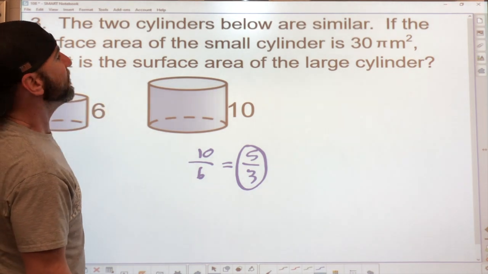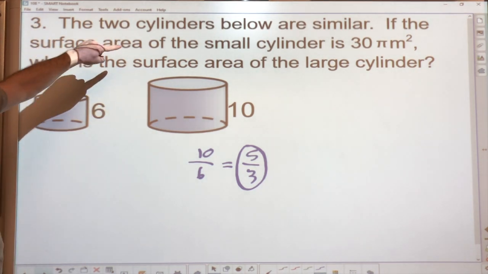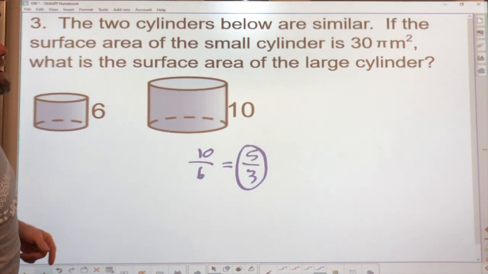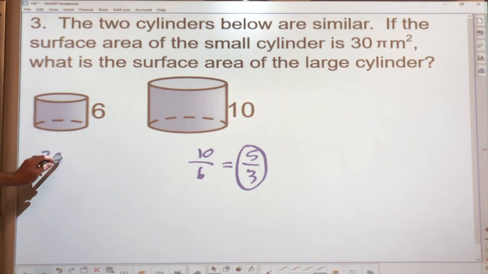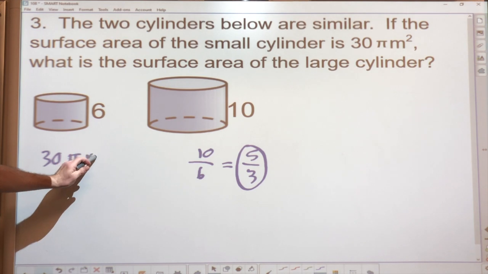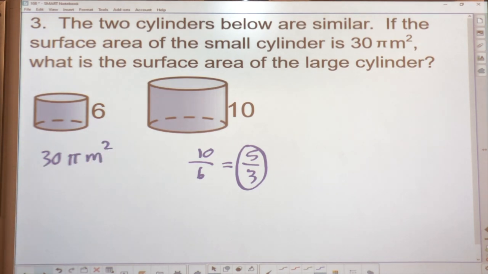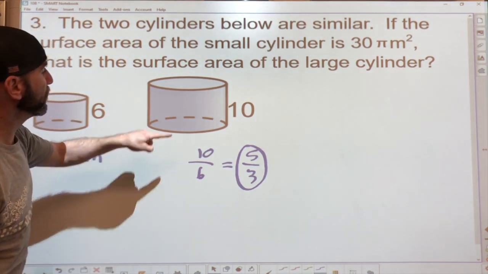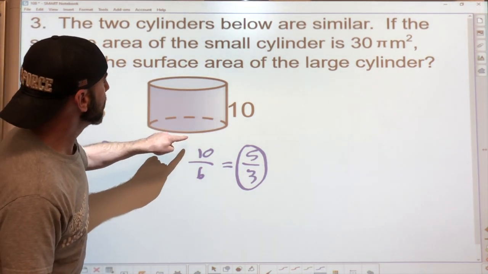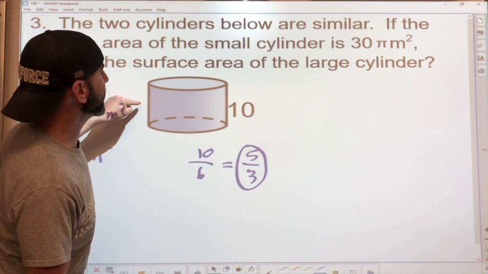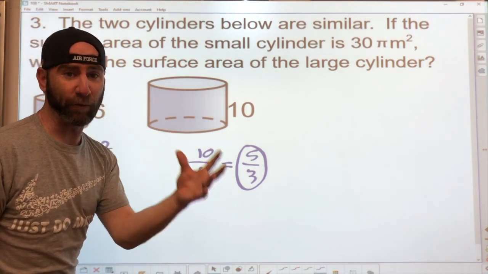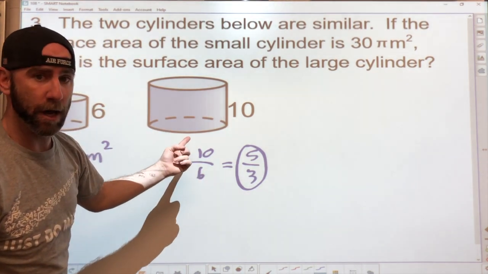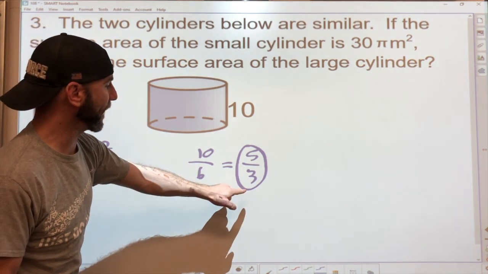Okay, if the surface area of the small cylinder is 30 pi meters squared, what's the surface area of the larger cylinder? Notice you do not have enough information to just find it using the surface area formula because there's no radius. What we have to use is the scale factor.